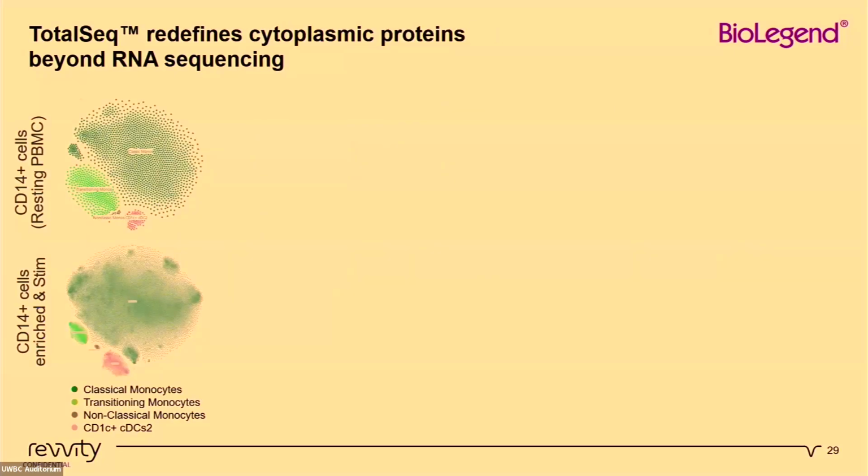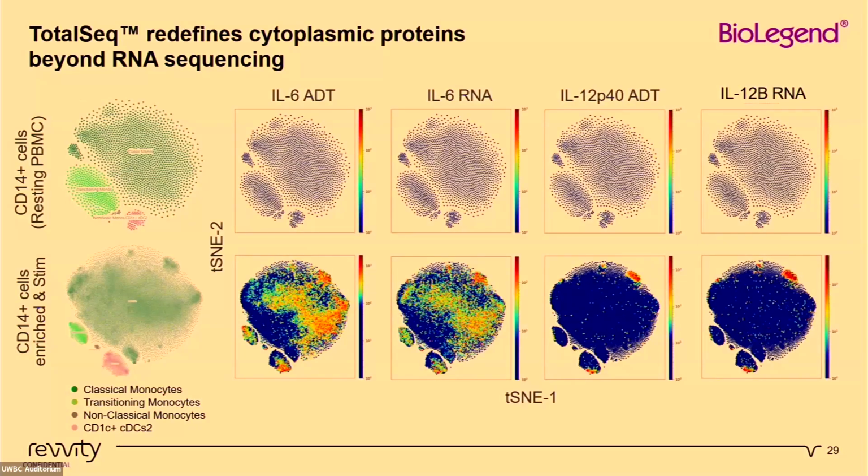So here we have a cluster projection of our CD14 positive cells. So we have some monocytes up here, transitioning monocytes, non-classical monocytes, those are the classical ones. And then in the pink cloud, sorry, that's the cDC1 and cDC2. So this was enriched for the CD14 population.